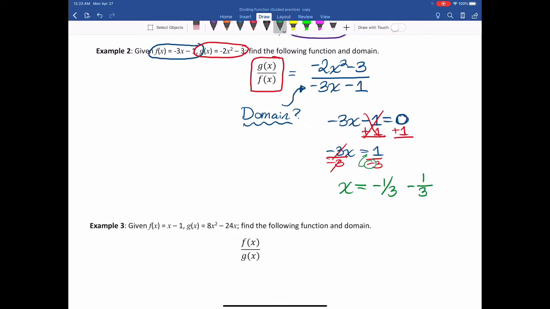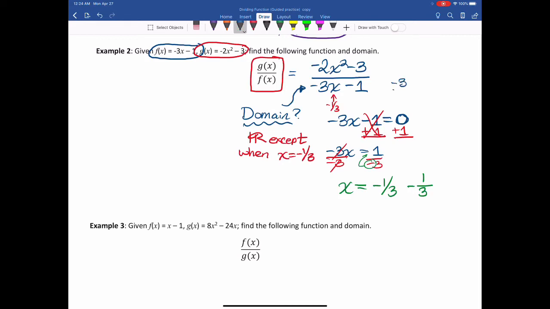So remember, we did not just figure out what x is. What we just figured out was the domain. So the domain is all reals except when x equals negative 1/3. Everything would work fine, but if we put negative 1/3 in there, then we're asking for trouble.